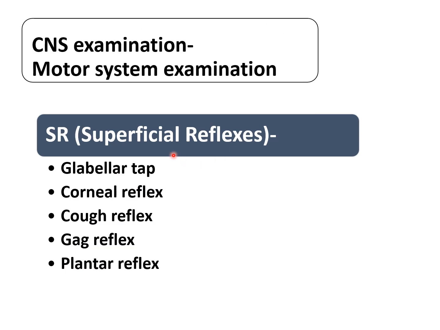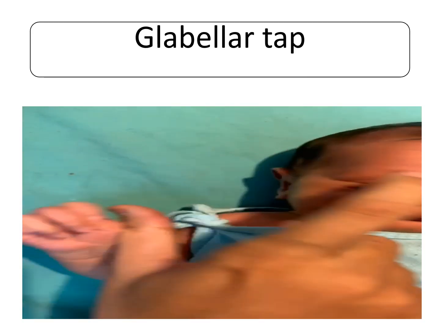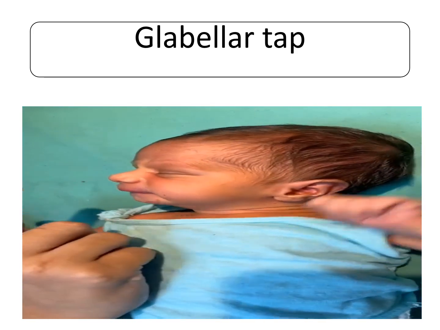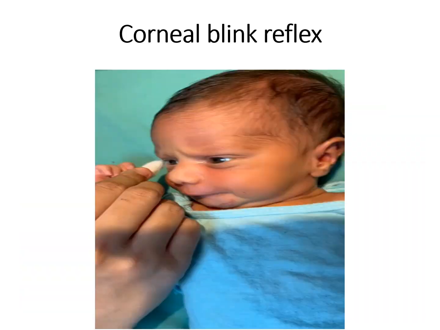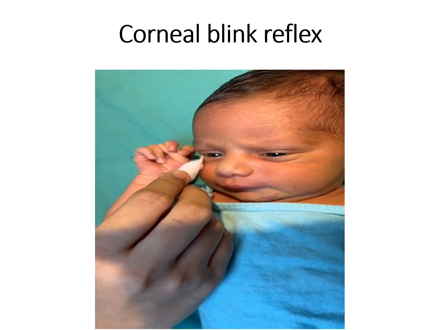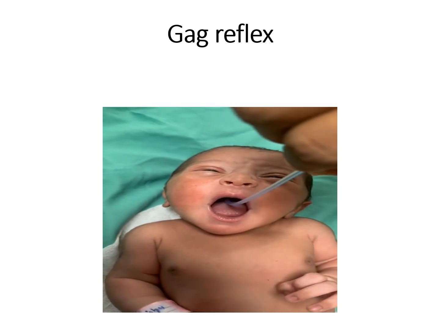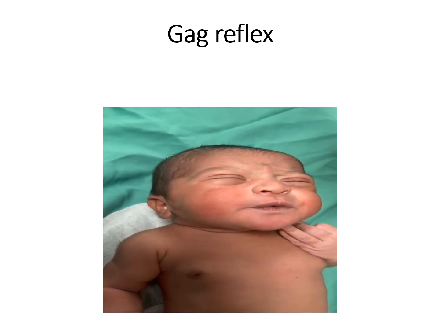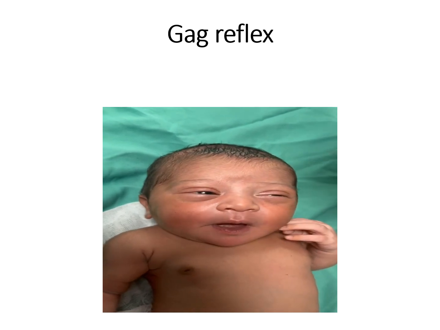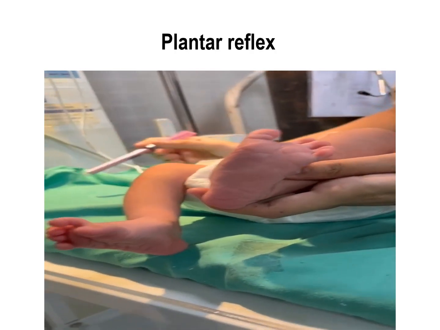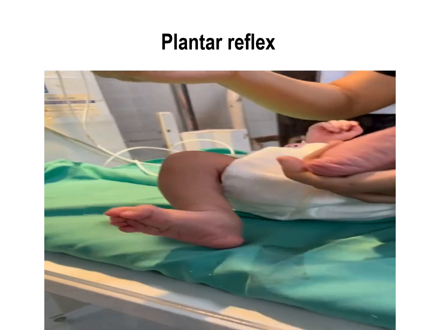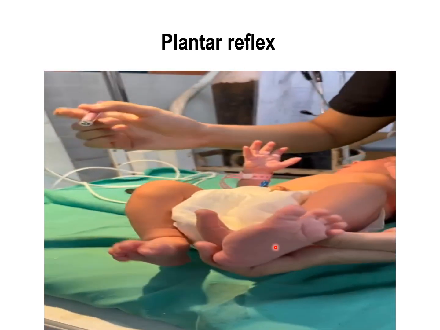Then we have to perform the superficial reflexes, in which glabellar tap, corneal reflex, cough reflex, gag reflex at the time of suction we can assess. See in this video how to perform the glabellar tap. See in this video how to perform the corneal blink reflex. Here in this video you can see when we are suctioning the oral cavity, the baby will have the gag reflex. Here in this video you can see how to perform the plantar reflex. In a newborn baby, extension and fanning of toes is normally present.